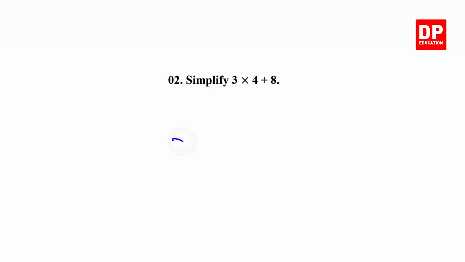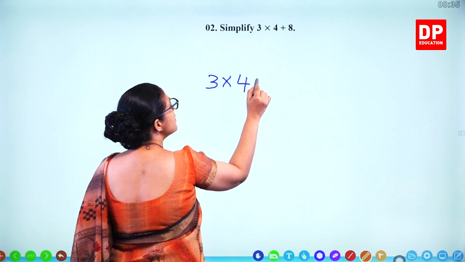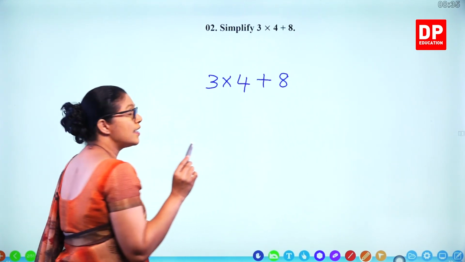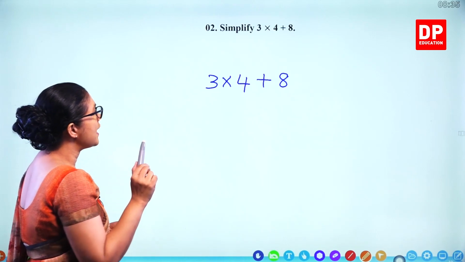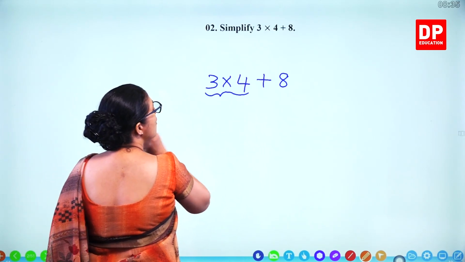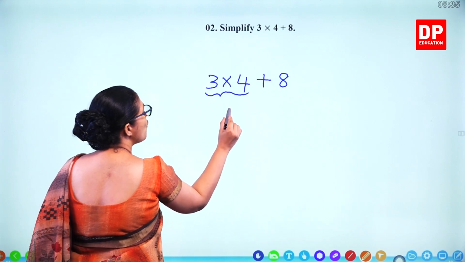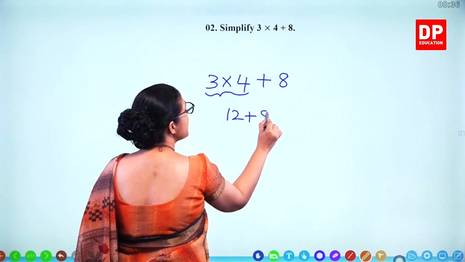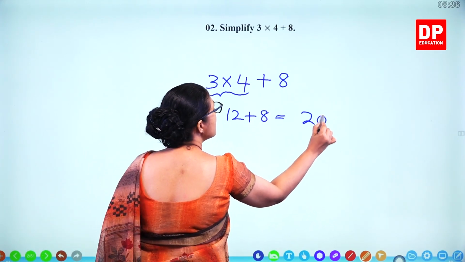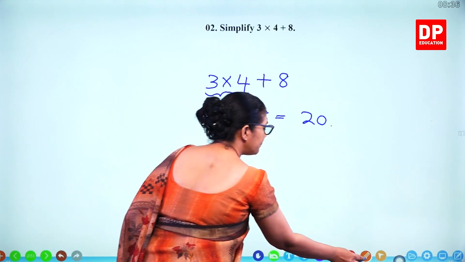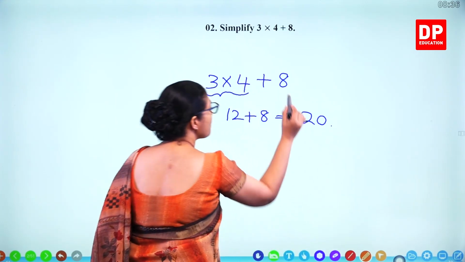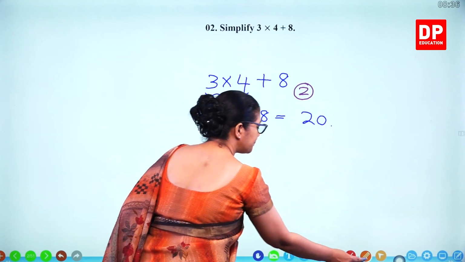Simplify. What's the rule we have to use? Order of operations, BODMAS. Multiplication first, from left to right. 3 times 4, 12. 12 plus 8, you get 20. 2 marks.